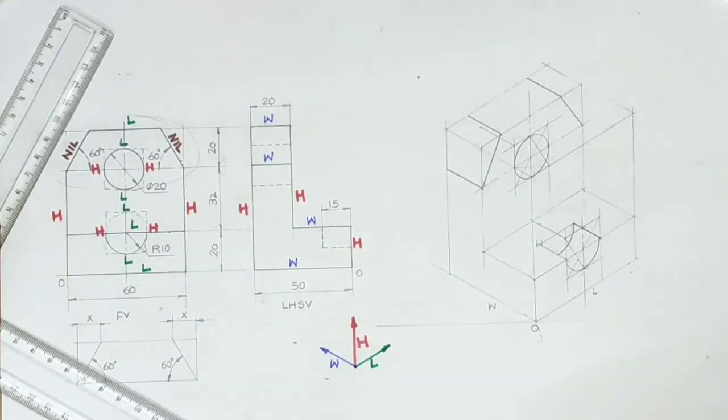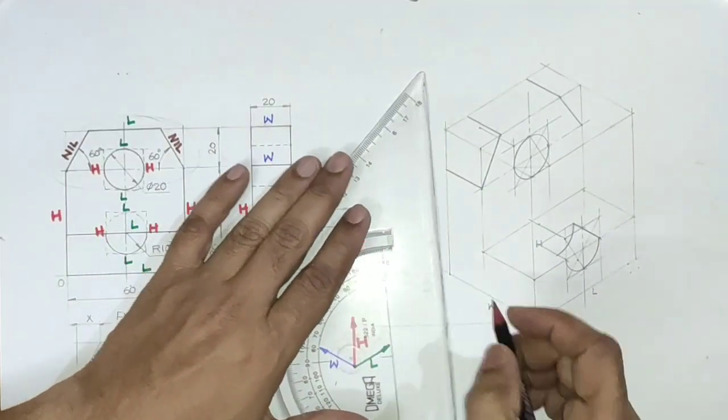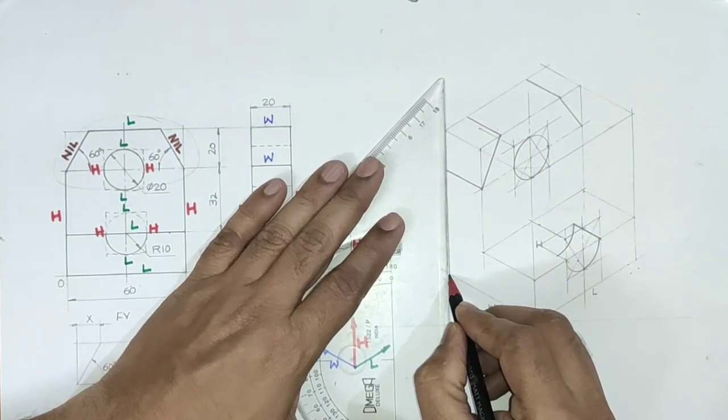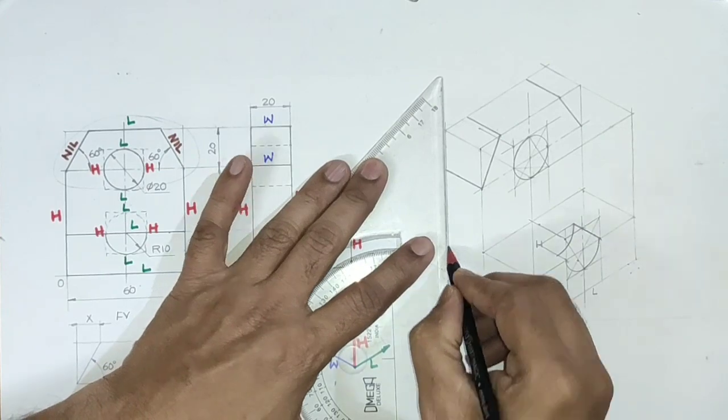In this way we have completed isometric view. Now do the finishing. Draw all object lines as thick continuous lines.